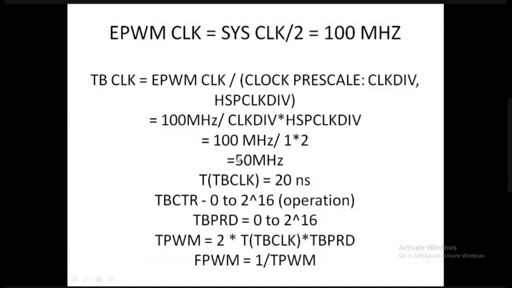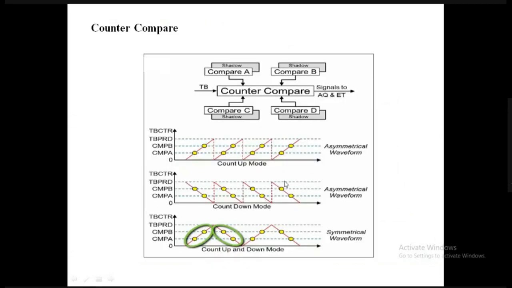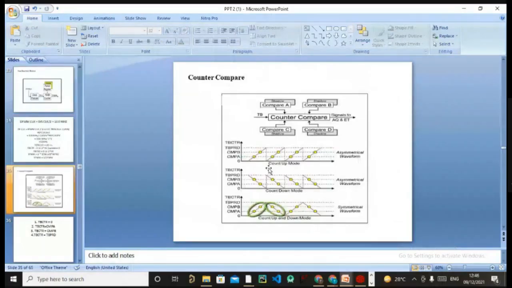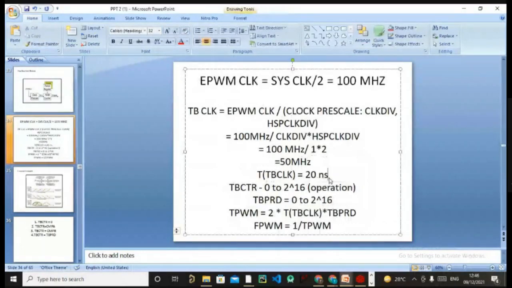So this is the frequency of TB clock. Then you will have your time as 1 by TB clock. So TB clock is nothing but a frequency, and the time for the time-base clock comes from 1 by TB clock. So this is 1 by 50 megahertz, which will be equal to 20 nanoseconds. And this time-base counter will start counting from 0 up to 2 to the power 16.